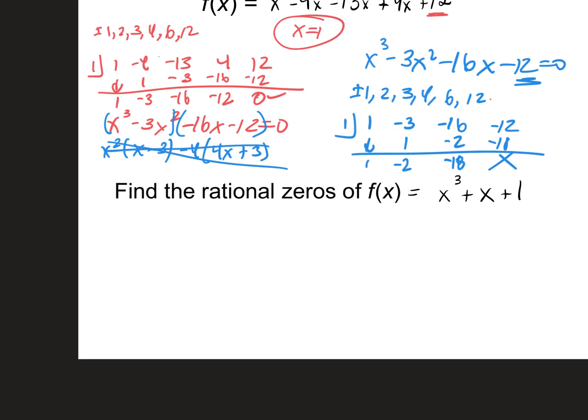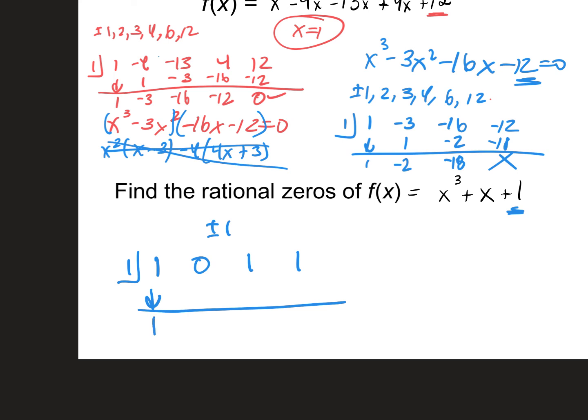And then here, again, find all the rational zeros. Well, we say, okay, can I factor this? Is this a quadratic that I can just break into two binomials? No. Can I factor? Can I group? No. So we're going to say, all right, all the factors of 1. Well, that's easy. Plus minus 1. So let's try positive 1. So the coefficient of x cubed is 1. Coefficient of x squared would be 0 because there is not one. Coefficient of x is 1, and my constant is 1.